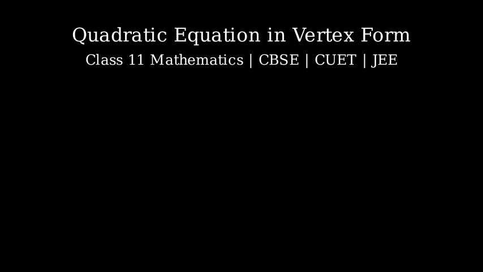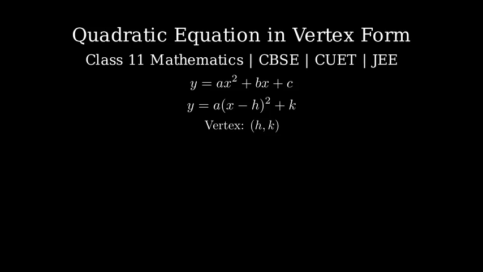You're likely familiar with the standard form of a quadratic equation, y equals ax squared plus bx plus c. Today, we'll explore the vertex form of a quadratic equation, which looks like y equals a times (x minus h) squared plus k. This form is particularly useful because the point (h, k) directly gives us the vertex of the parabola.